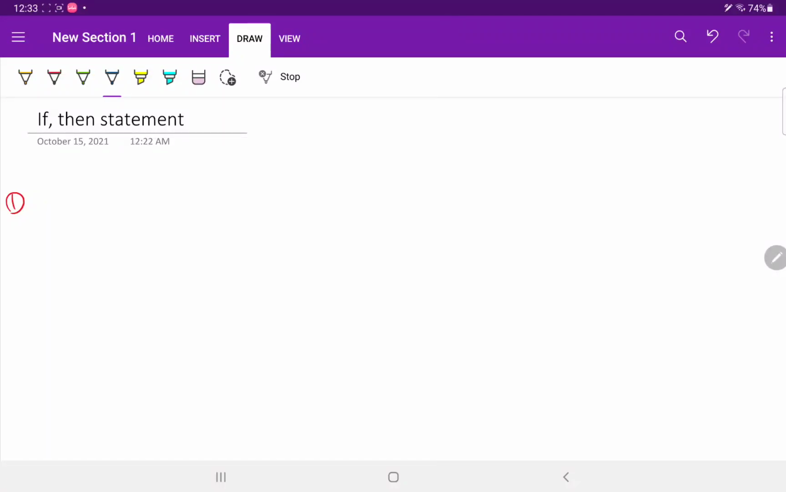Hi guys, today we're going to take a look at the if-then statement in mathematics, and it is really important in mathematics, which we'll see why later on as we progress in calculus. So what's the if-then statement?